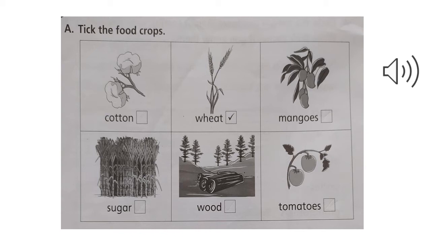Now you have to find the other food crops and tick them. For example, another food crop is mango because we eat mangoes. So you just have to tick the crops that we eat, or from which we get food.